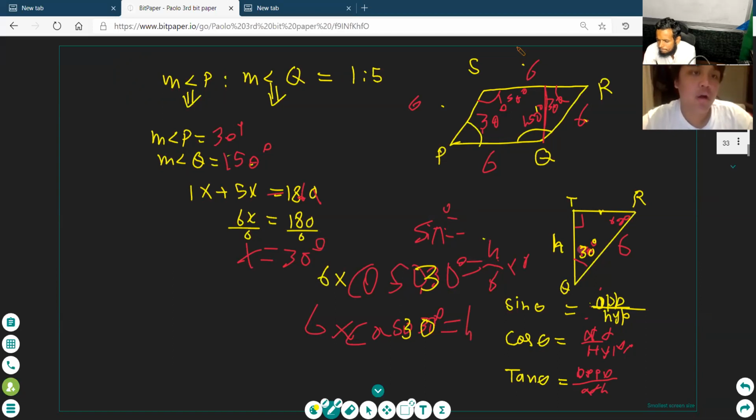Did I write it wrong? How do you put it? Cos, right? Only cos. Not cos-o, cosine. We completely write cosine, okay? This is cos. Cos 30 degrees.